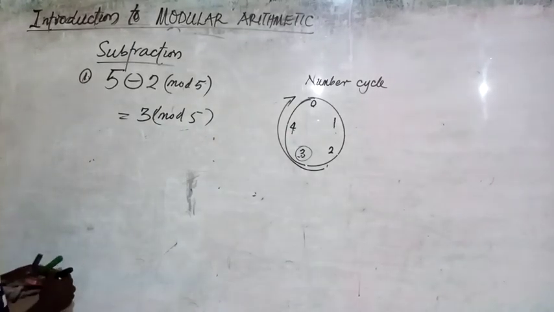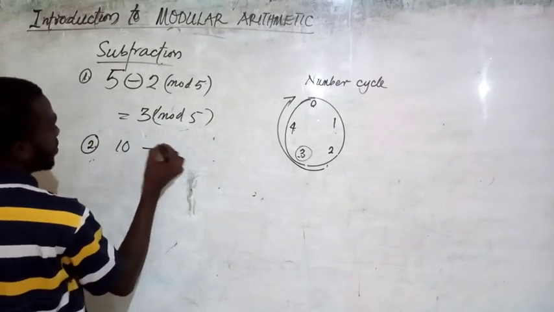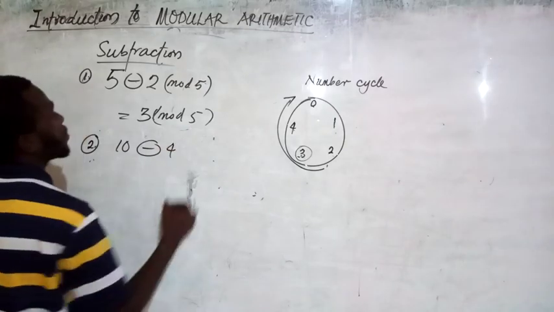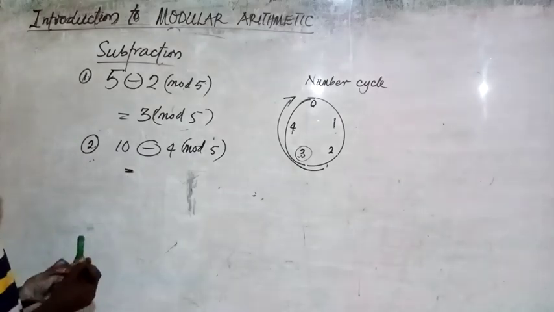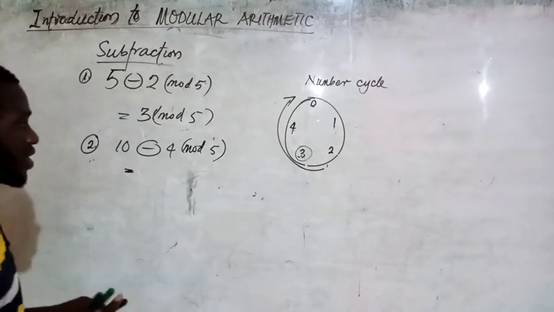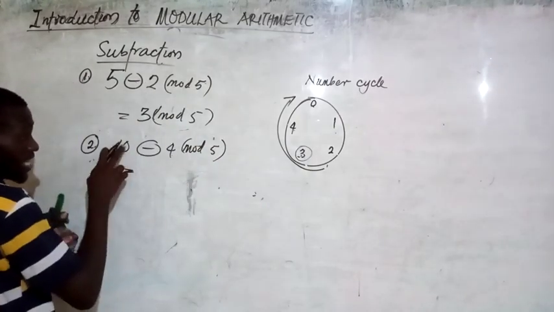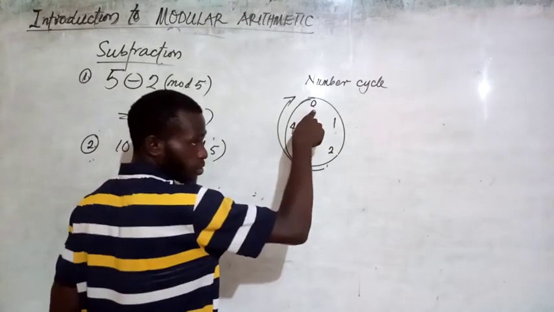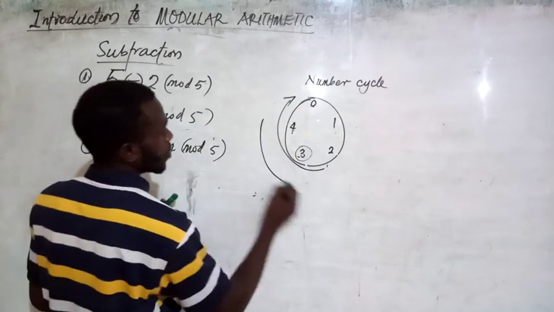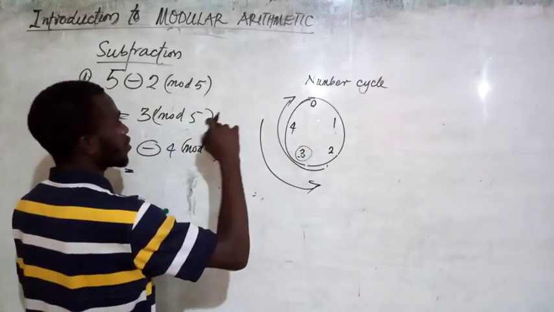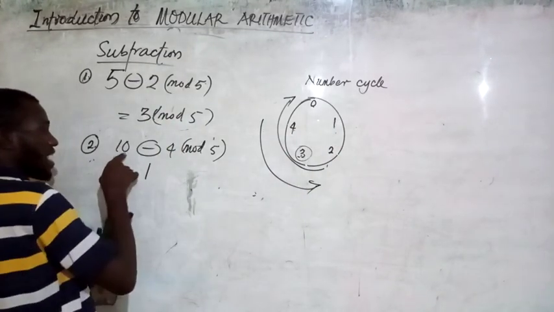Alright. Now, example 2. What if we have a bigger number, like 10 minus 4, for example, mod 5? So we want to wrap up at 5. Because 10 is still divisible by 5, we go from here, because if it's divisible by 5, it always gives us 0. So we just go backwards in the anti-clockwise direction. So we're going to have minus 4: 1, 2, 3, 4. So the answer is going to be 1 when we do 10 minus 4.